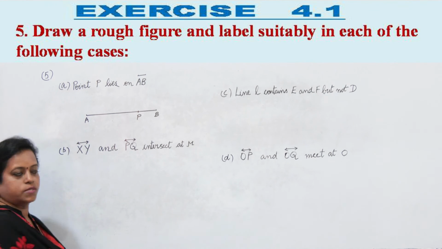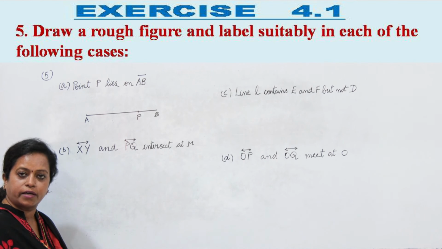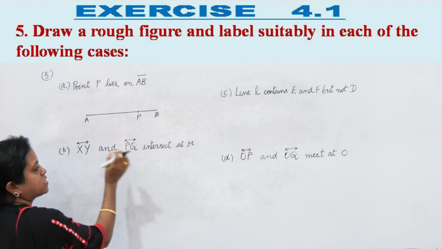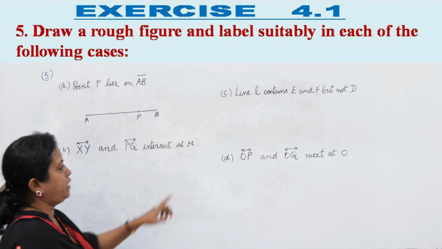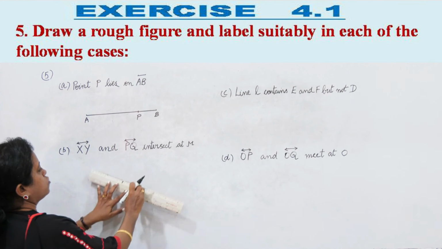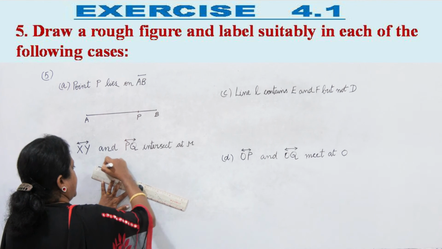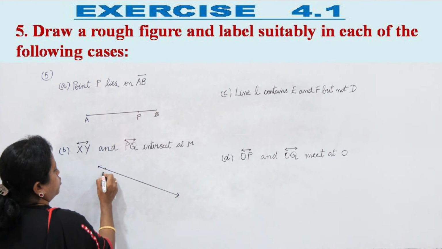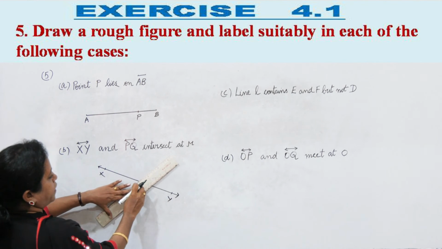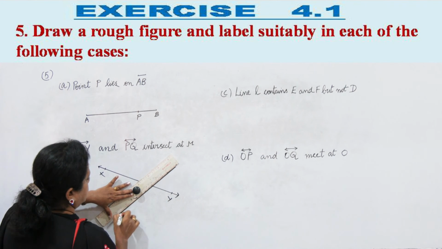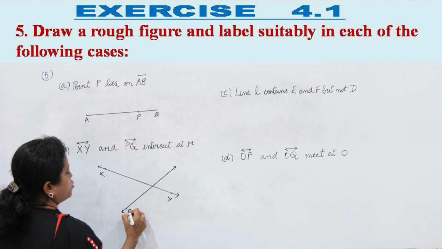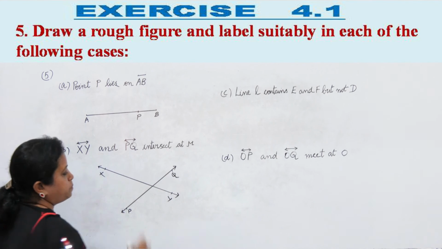Now the next part. XY and PQ. See the symbol over it, double-headed arrow. So these two are lines. Clear? So line XY and line PQ intersect at N. So they are pairs of intersecting lines. So the two lines, if suppose I take this point X and Y, so this becomes a line XY, and another line PQ. On this line I will take any 2 points and name it as PQ.